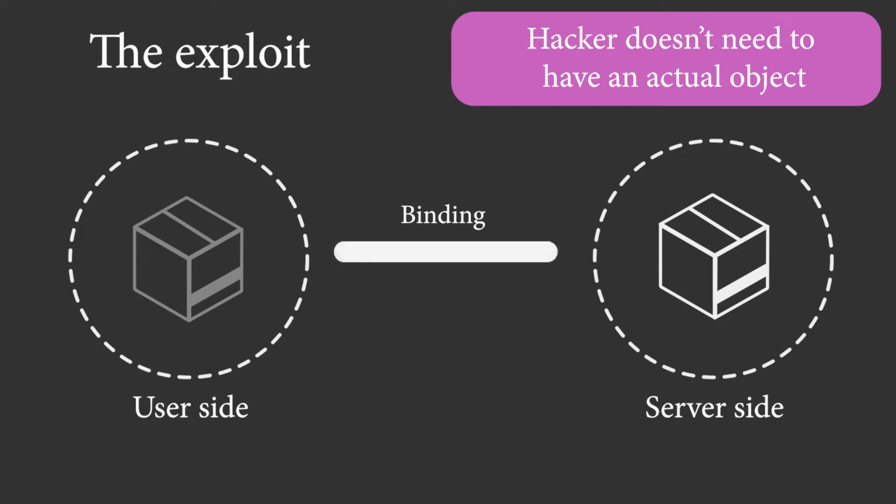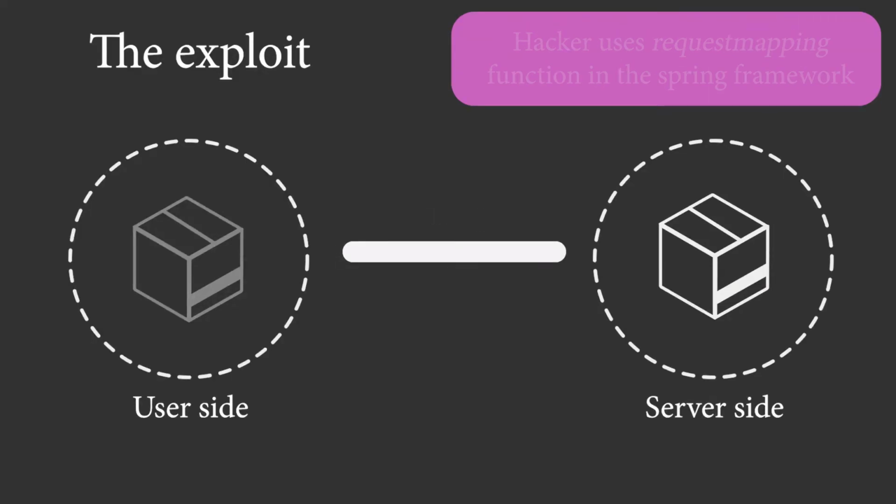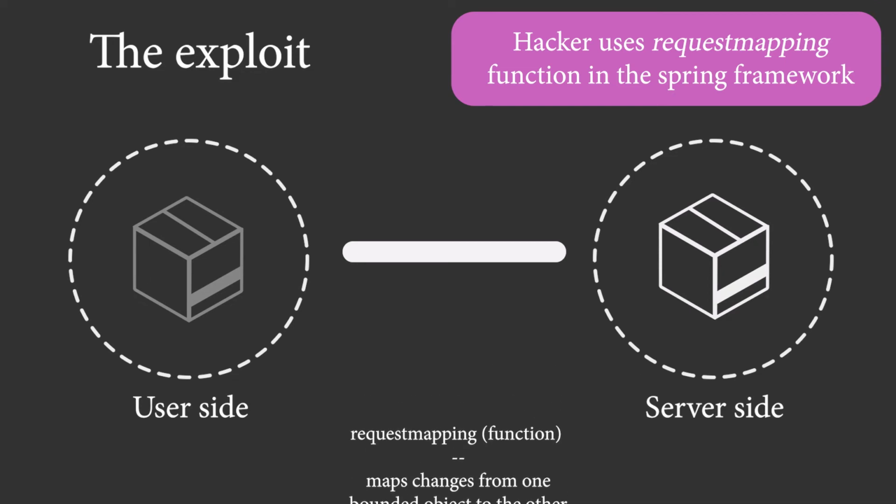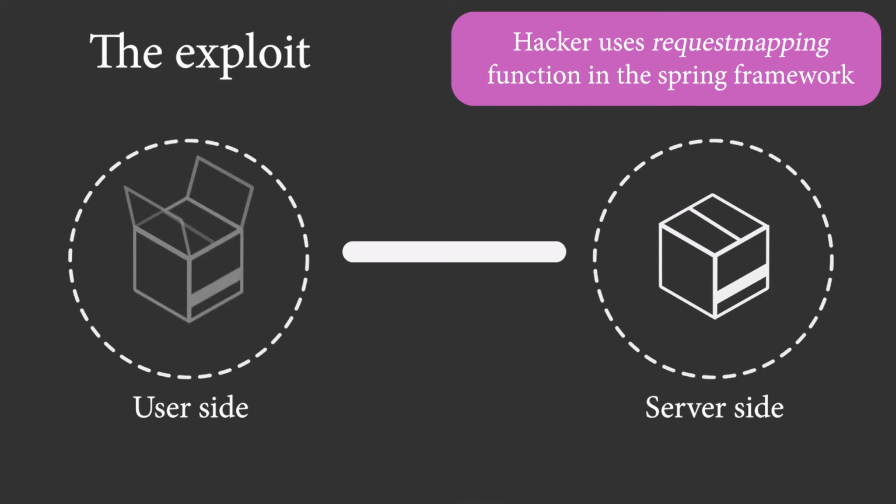Once the binding has been established, the hacker can use request mapping method to append code into the virtual object inside the web server. As implied by the name, this function will request to map any change that occurs in one object to the other. The Spring framework will interpret this as a genuine request to update the object in the server side to match with the user side object, so it will run the command without hesitation.